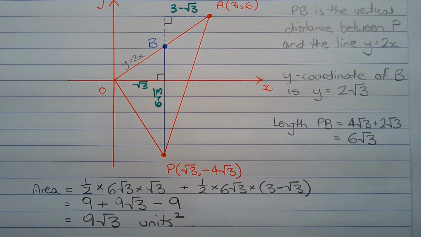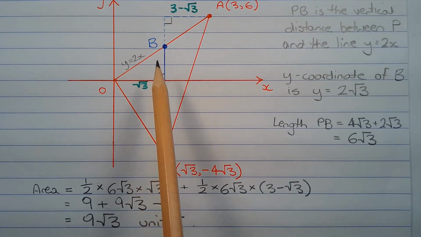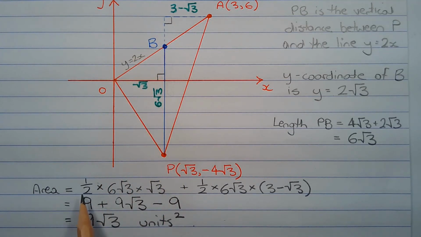So to get the total area, it's going to be half times base times height for each triangle. So half times 6 root 3 times root 3, plus half times 6 root 3 times (3 minus root 3). Multiplying that together, we get 9 plus 9 root 3 minus 9. The 9s will cancel, and we get 9 root 3 square units.